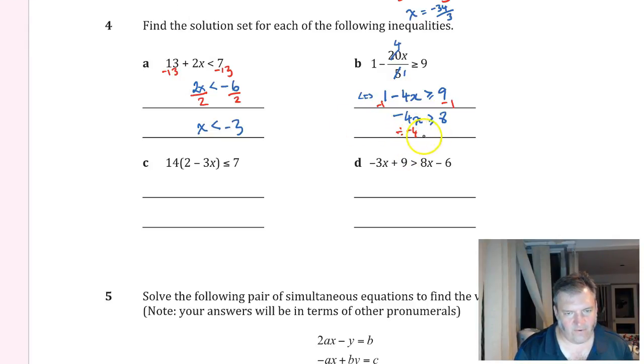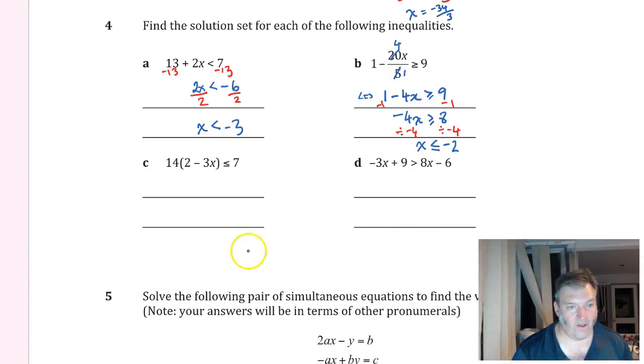Dividing by negative 4. I always tend to write divided by as a fraction usually. But when I'm doing it with these inequalities, I like to do it with the division sign just as a reminder to me that I've got to change the direction of that sign. So the negative 4s are going to cancel and I'm going to have x. I've got to change the direction of the sign because I divided by a negative. So x is less than or equal to, and 8 divided by negative 4 is negative 2.